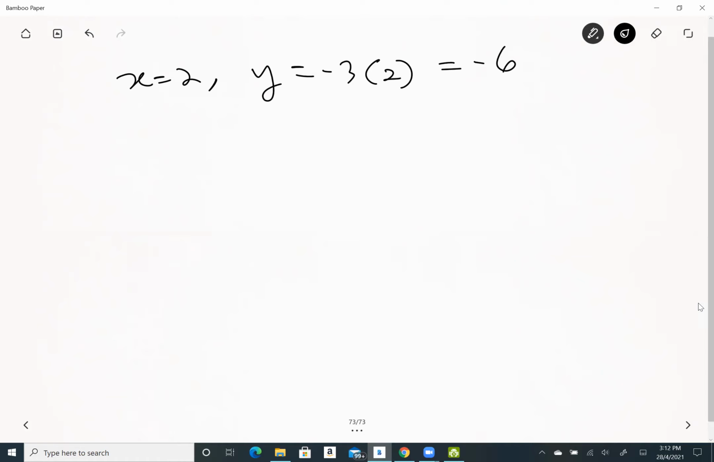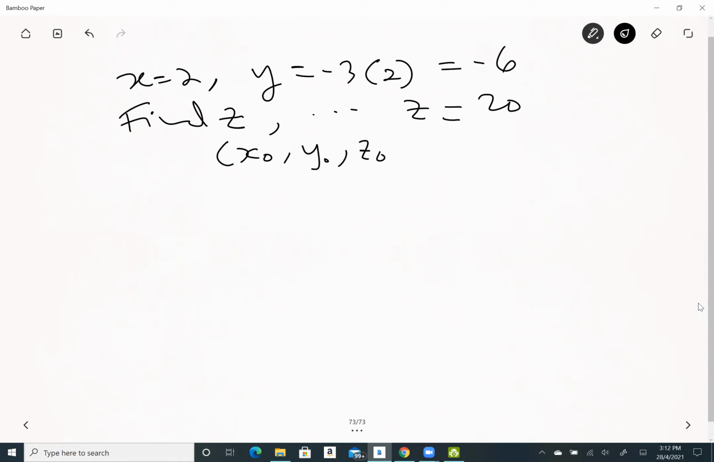And then, given here, you find the value of z, all right? If you look at the book, you substitute into z, work it out, I got z equal to how much? 20. So our first critical point, call it x0, y0, z0, is equal to 2, negative 6, 20. So that is our first critical point.